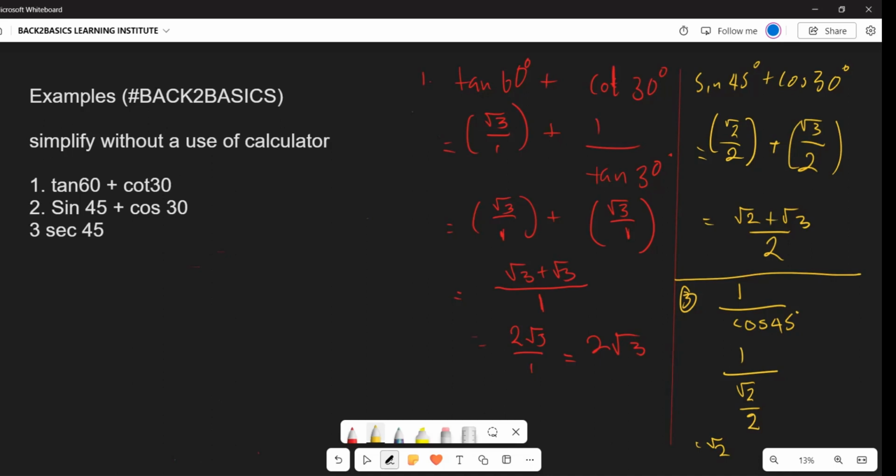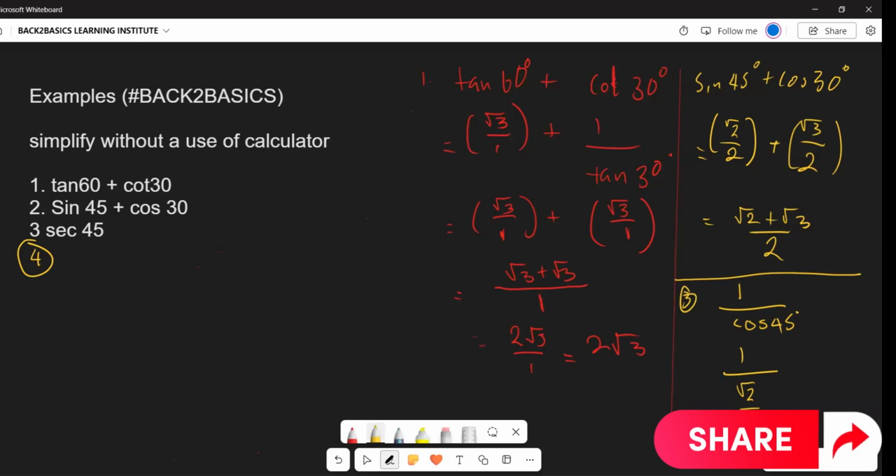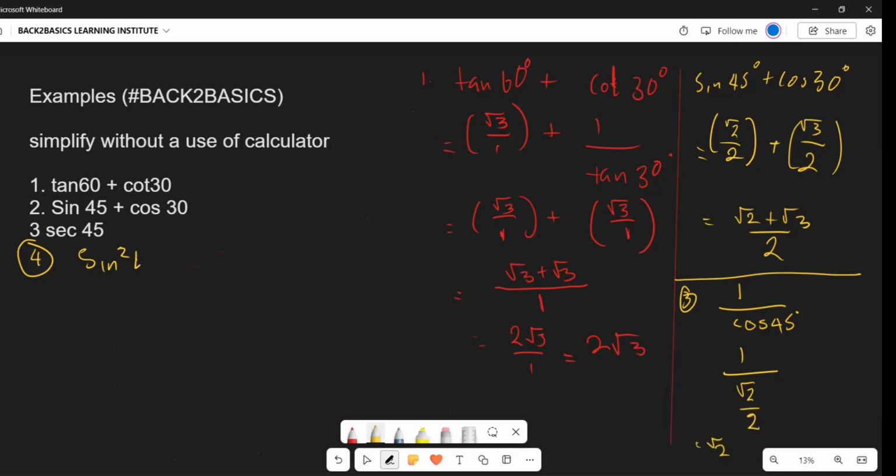Now, I'm tempted to find out another problem. Now, let's just add in some number four there. Now, let's say in your number four, you are given that you have your sine squared 45 degrees, minus, let's write this nicely here, 45 degrees minus, what is it that you are having here? You're having cos squared 30 degrees.